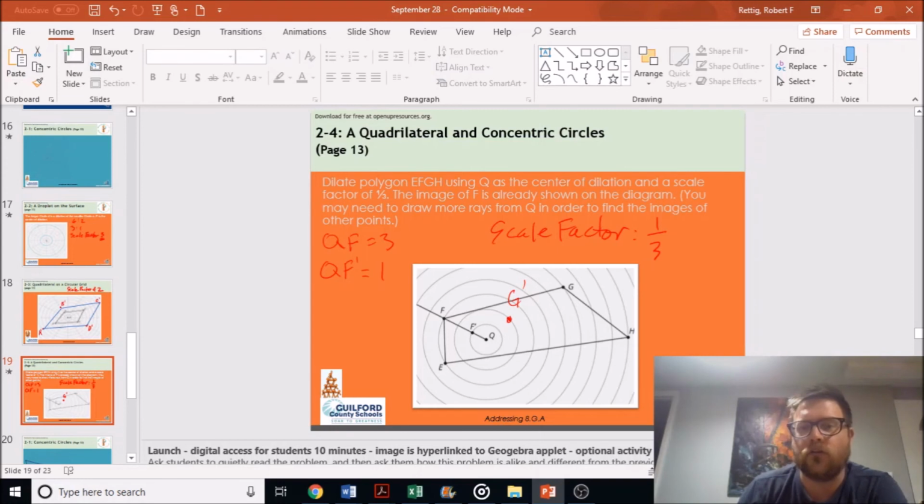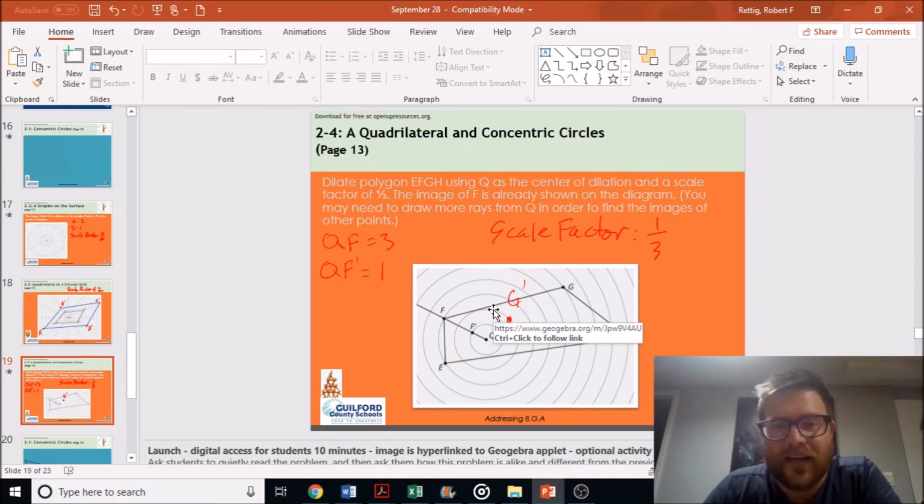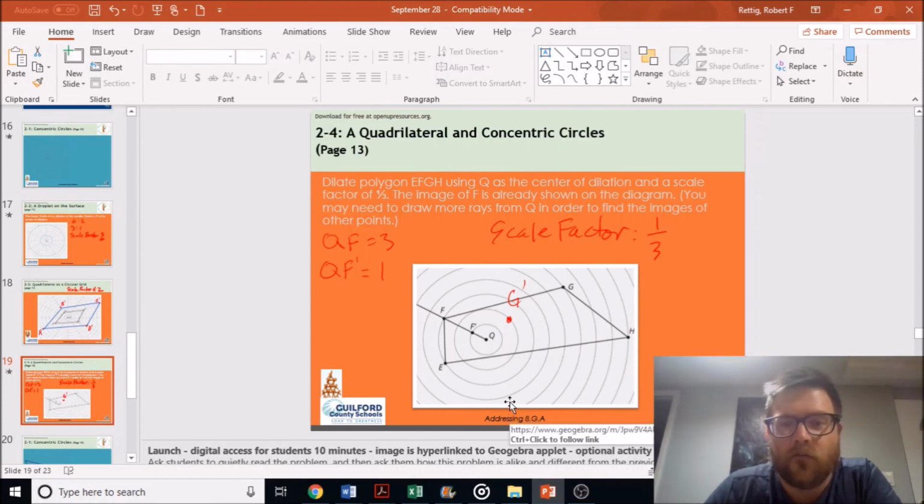So how long would QH prime be? Well, divide 9 by what? 3, or multiply by 1/3. That's right, okay? You go ahead and finish up QE prime. Sketch your dilation of EFGH as E prime, F prime, G prime, H prime.